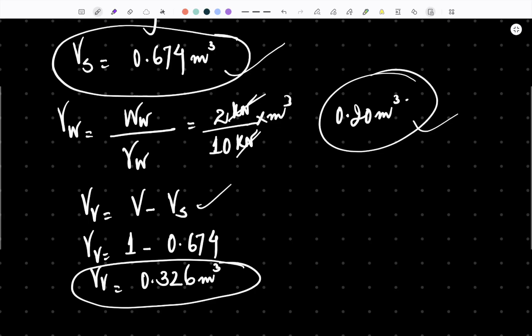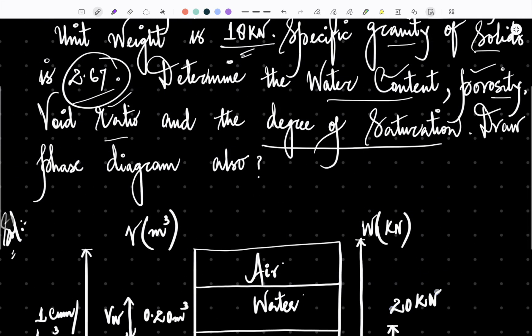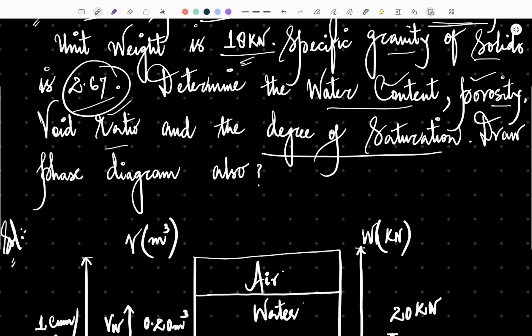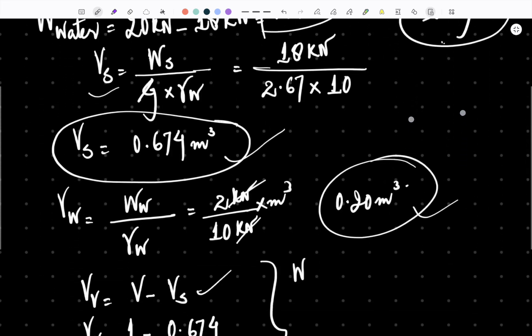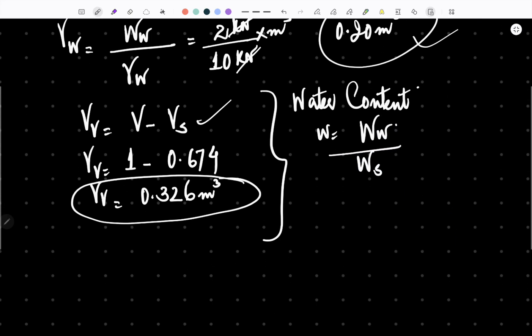All right, moving on, we'll find, let me write over here, water content, what the question demands. See, we have to determine the water content, the porosity, void ratio, degree of saturation. So we have to find the four different things: water content, porosity, void ratio, and degree of saturation. So the first goal is to find the water content. Water content, as we know, is equal to weight of water divided by weight of solids. And we have the values of both of them.